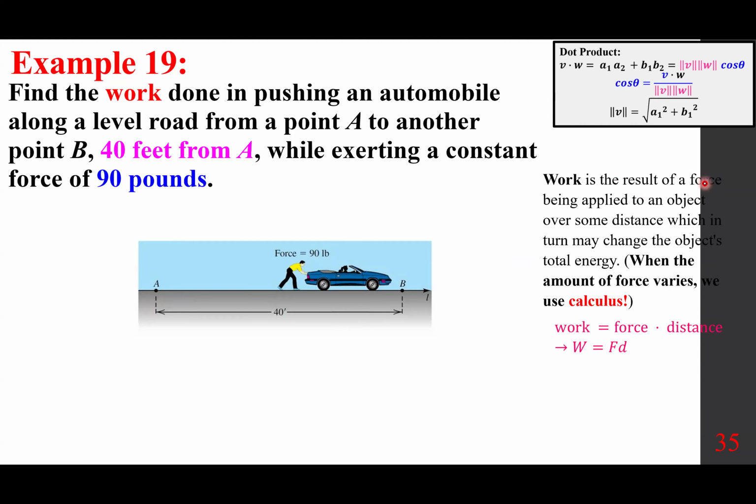Work is the result of force being applied to an object over some distance, which in turn may change the object's total energy. When the amount of force varies, use calculus. When it's constant, work is simply force dot distance, or simply W. The work is F times D.